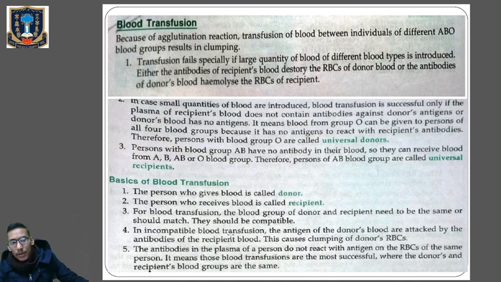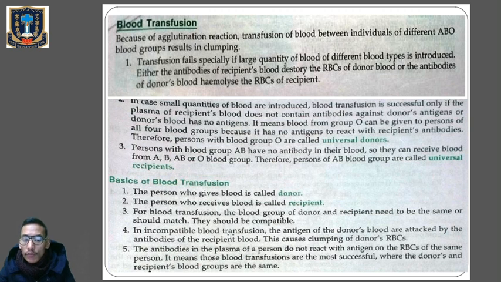Because of clumping reactions or agglutination reactions, transfusion of blood between individuals of different ABO blood groups results in clumping. So transfusion will fail if a large quantity of blood of a different blood type is introduced. Obviously, if you give blood group B to blood group A, there will be clumping reactions. In case small quantities of blood are introduced, then blood transfusion is successful only if the plasma of the recipient blood does not contain antibody against the donor antigens, or the donor blood has no antigen. So here comes the blood group O.